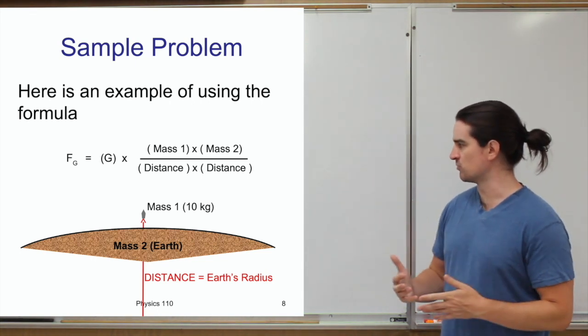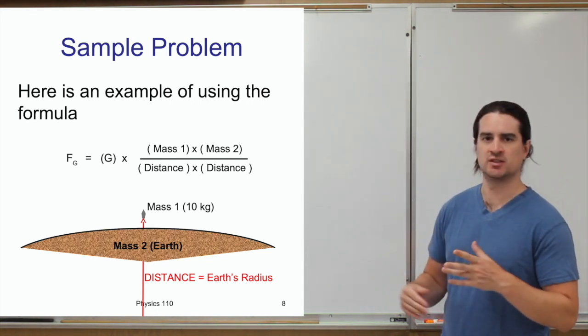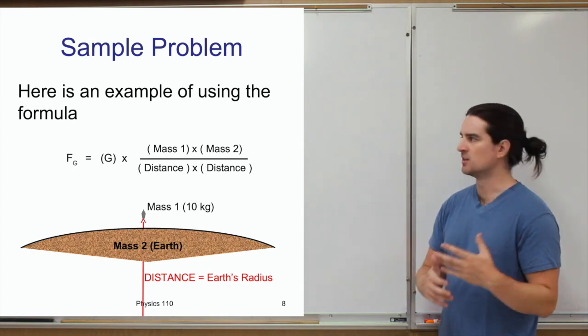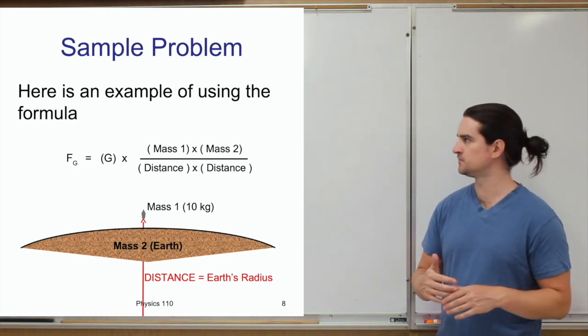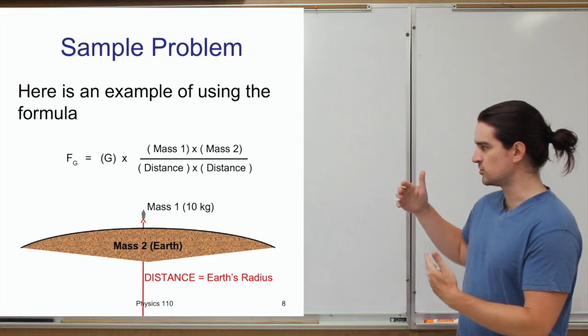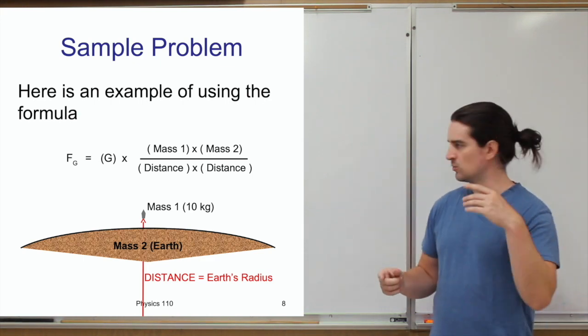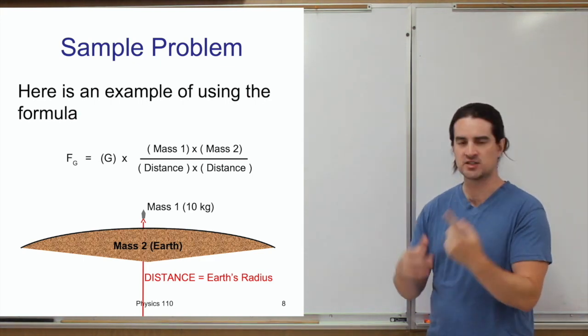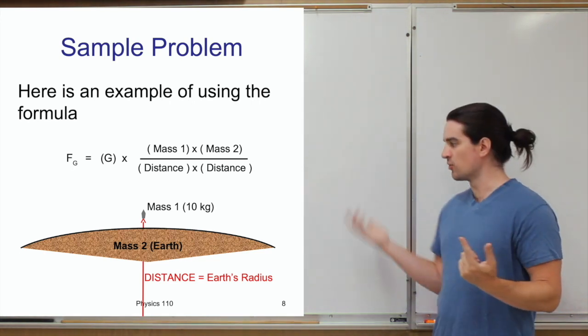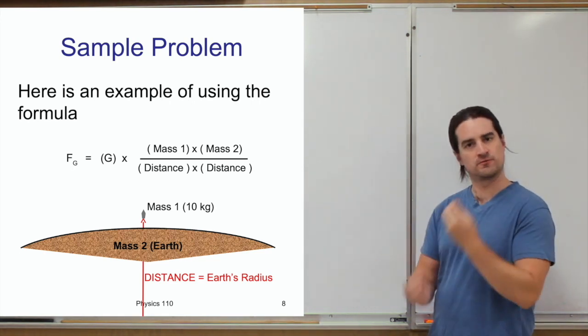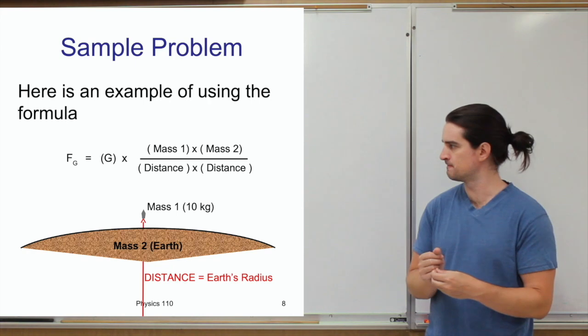So if you're not too familiar, don't worry about it too much. It's more of an exercise to see what comes out of this formula. So for instance, if we took two masses, one mass being a 10 kilogram piece of iron, the other mass being the Earth, what's the force of gravity between those objects?